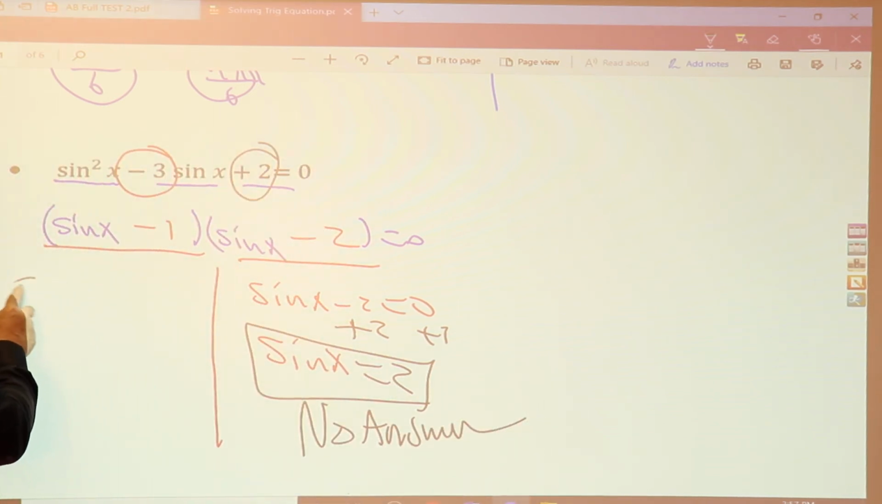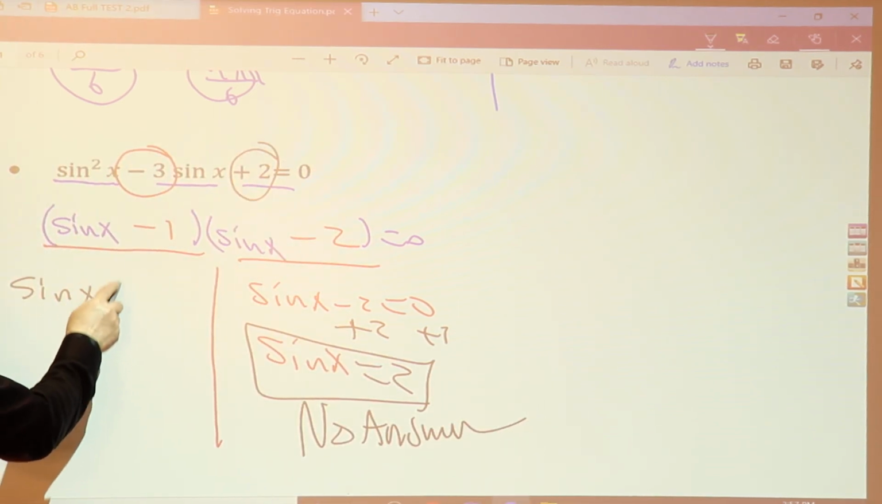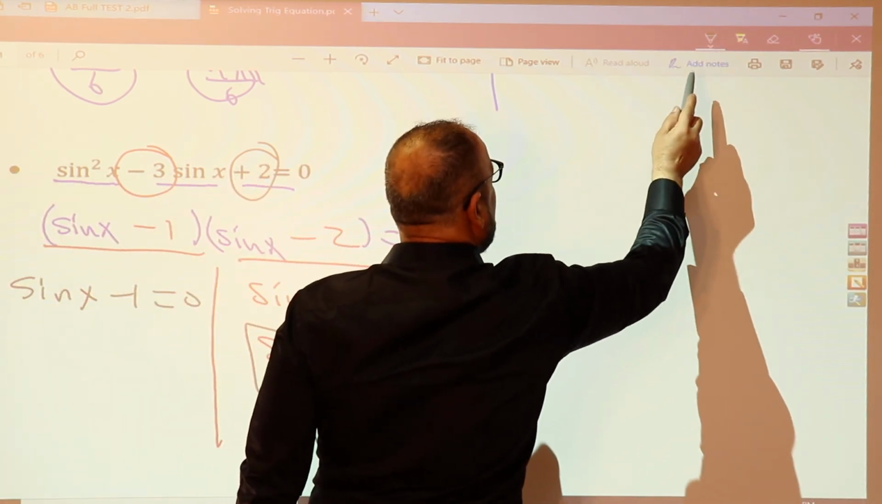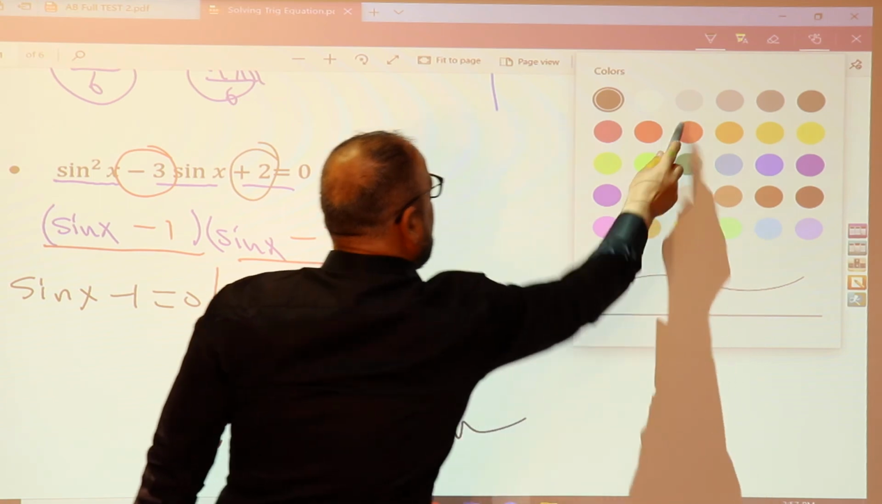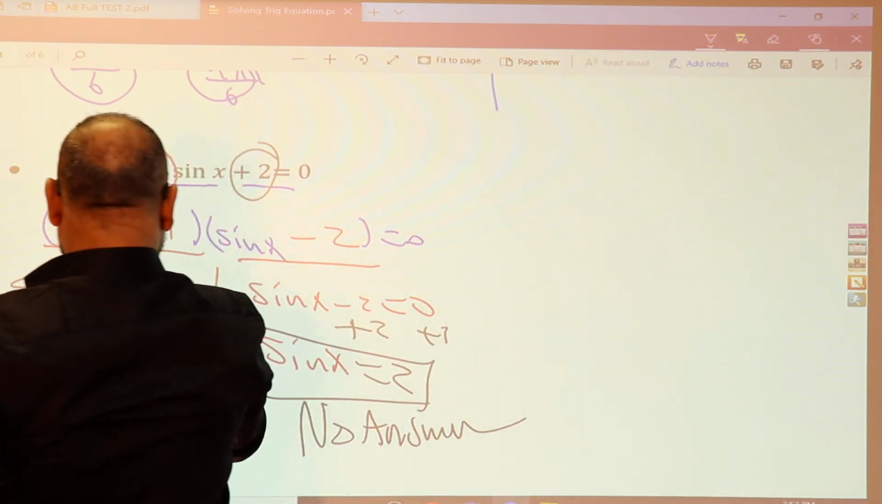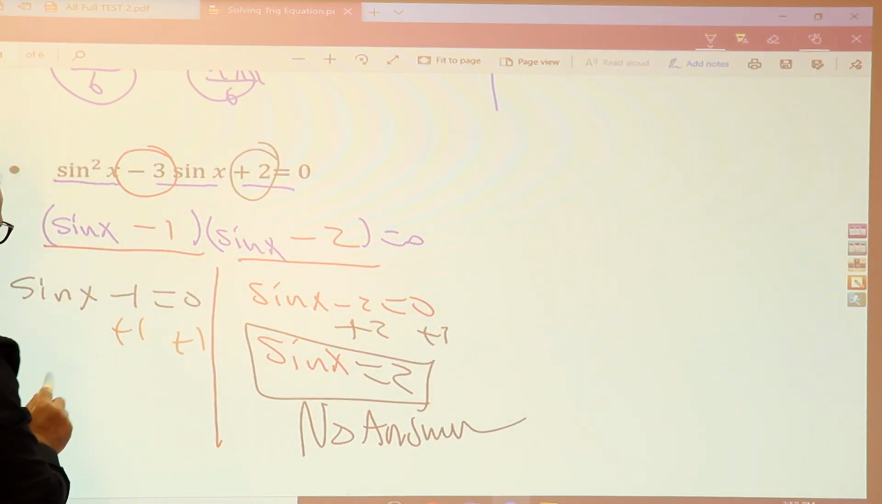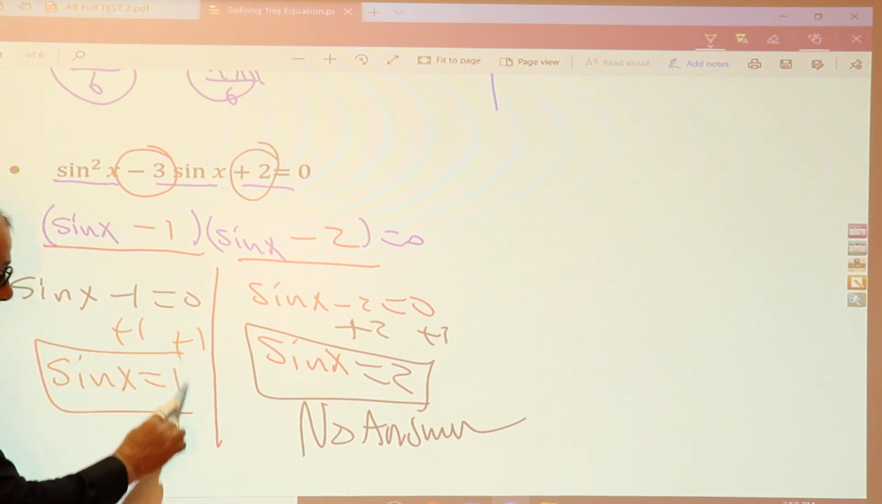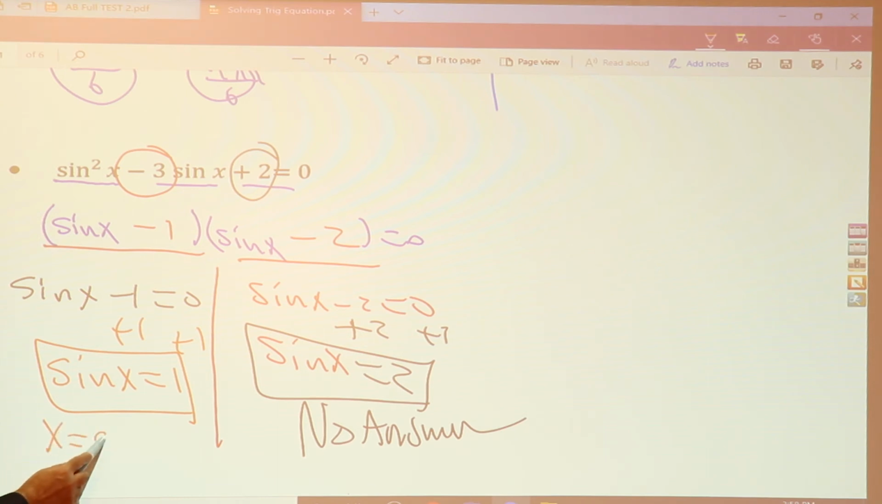Now what we have here, sine x minus 1 equals 0. Okay. Plus 1. Sine x equals 1. And this is one answer only. You have to remember, x equals 90. And 90 degrees is the same as pi over 2. Okay.